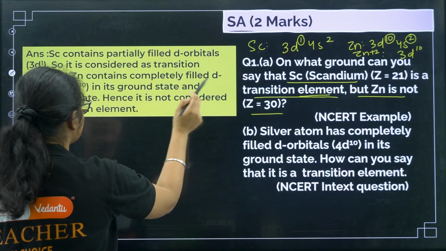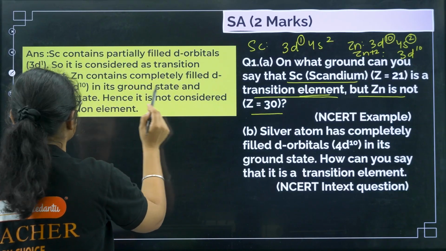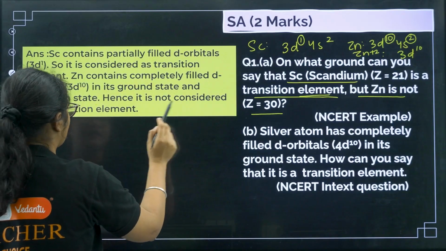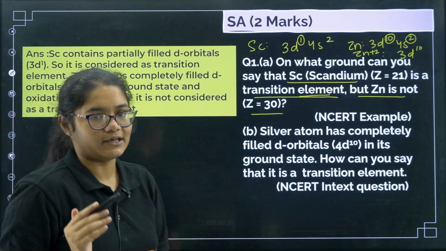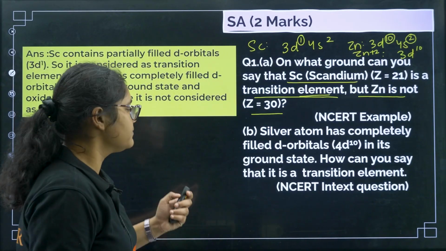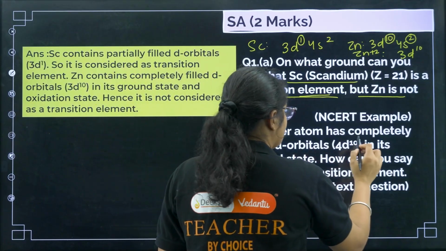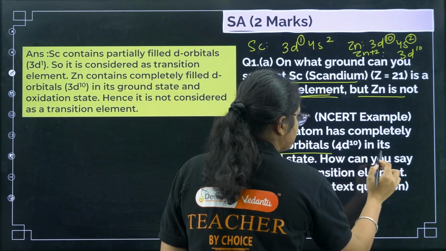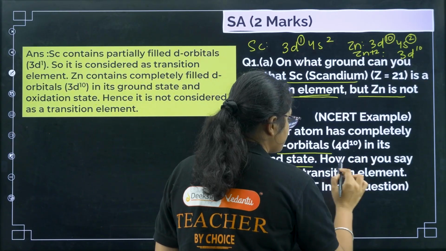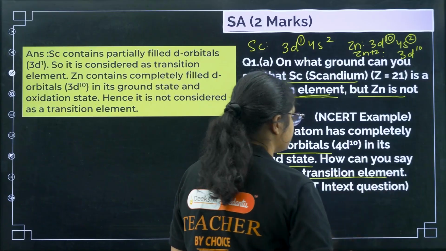Zinc contains completely filled d orbitals in its ground state and in its oxidation state, hence it is not a transition element. Clear? Very simple question. Next, silver atom has completely filled d orbital, 4d10, in its ground state. How can you say that it is a transition element?